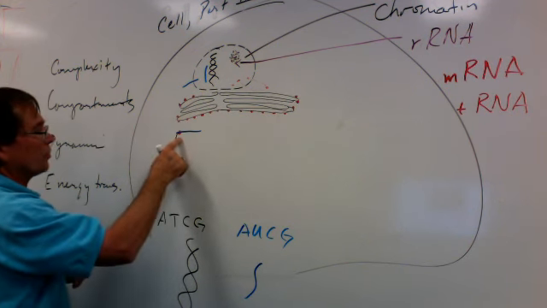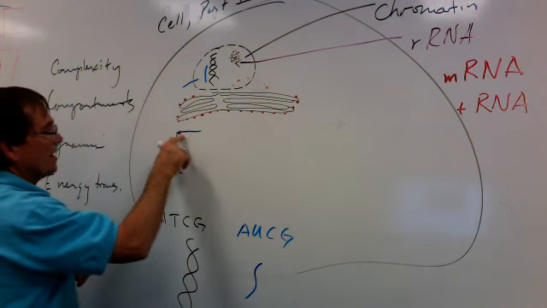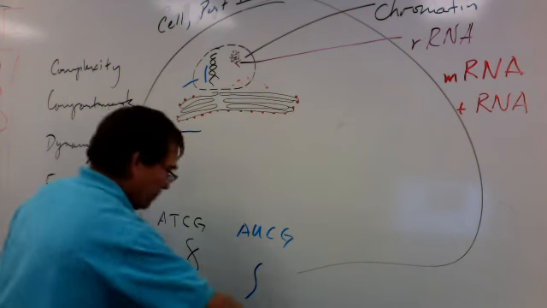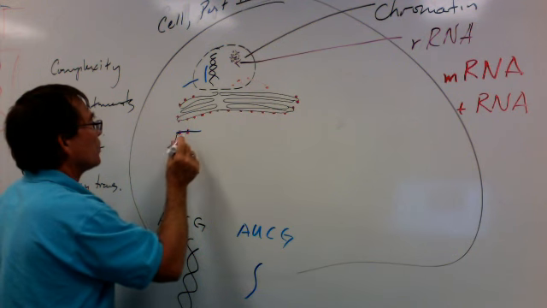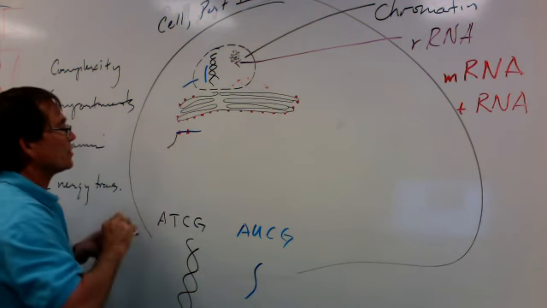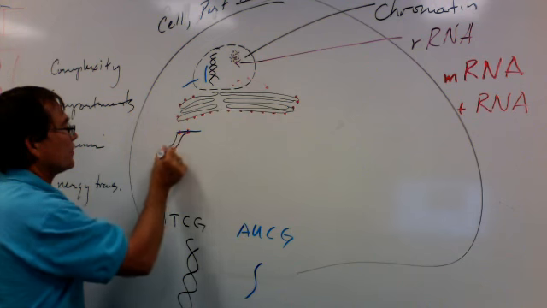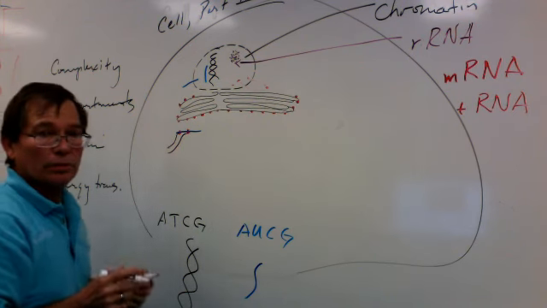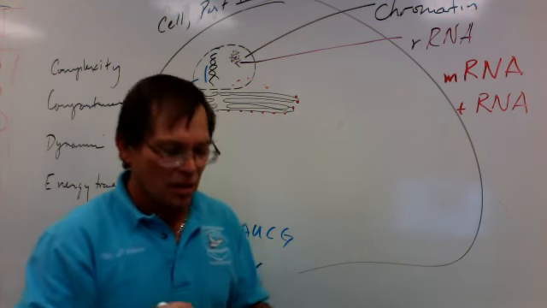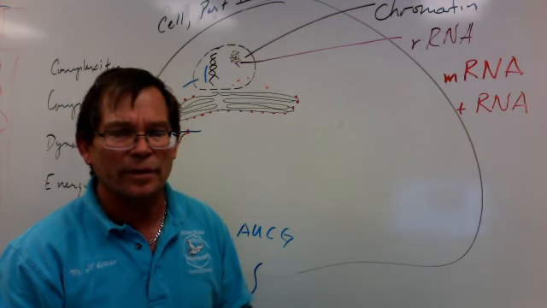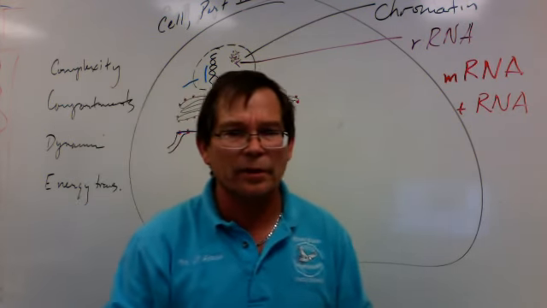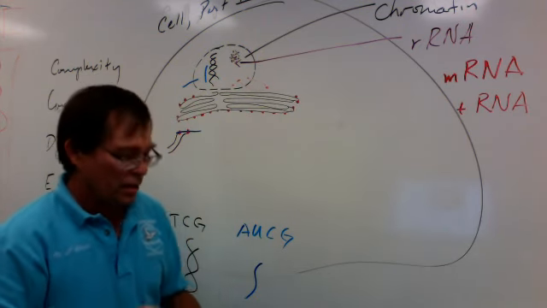Here I've shown the protein, and as it goes down, the protein will grow. Other ribosomes will attach, and as it goes down, the protein will lengthen. Okay? Remember, proteins are composed of amino acids. There's about 20 of them that are necessary for life and found in all living things.